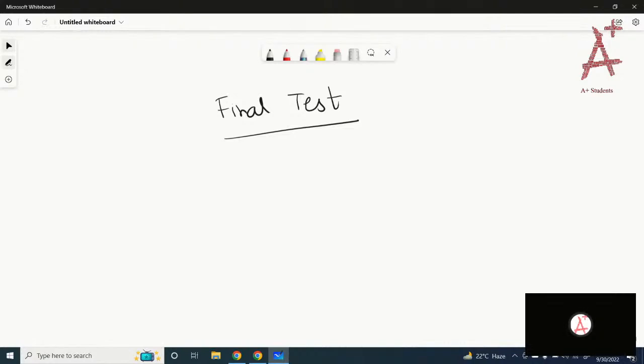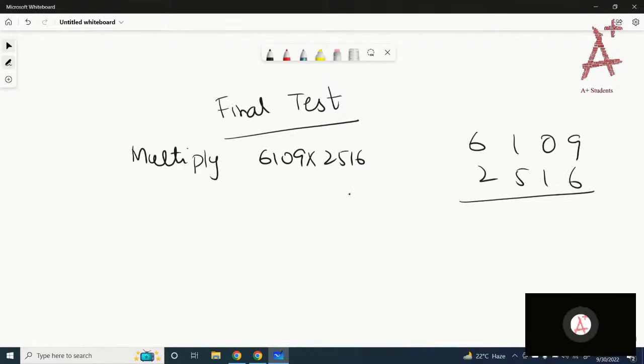So let's start with the final test. Okay, the first one is multiply, and the numbers are 6109 times 2516. So let's just multiply 6109 and 2516. Okay, start multiplying from 6. So 6 times 9 is 54. Here you have 4 and carry 5. 6 times 0 is 0 and 0 plus 5 is 5. 6 times 1 is 6 and 6 times 6 is 36.